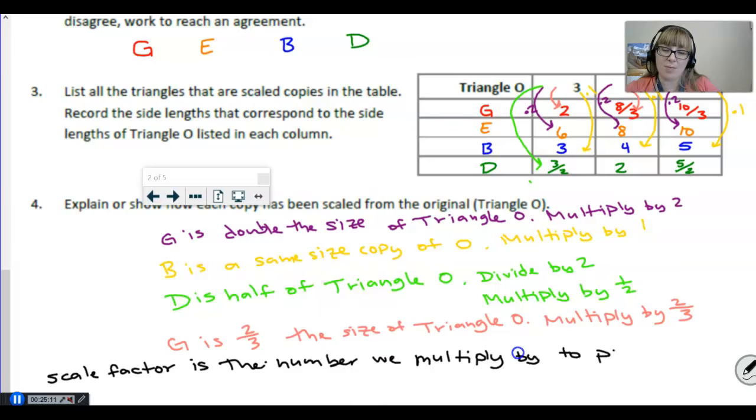To produce a scale copy. So again, that means that if you're recognizing a relationship like divide by 2, I want you to rethink, what does that mean? How can I multiply and give the same result as dividing by 2? Let's move on.